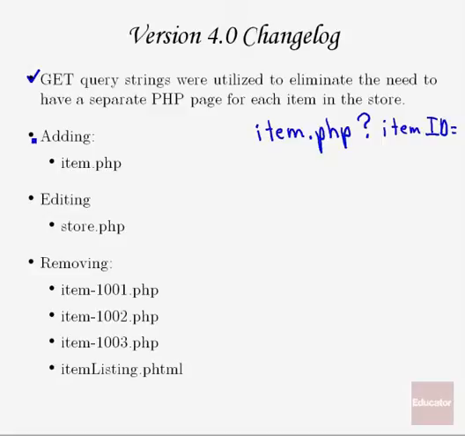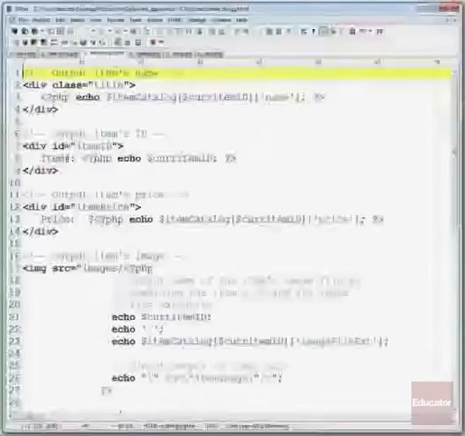So we're going to be adding a page called item.php, and basically what that's going to do is take the place of item1001, item1002, and item1003.php, as well as itemlisting.phtml. Additionally, because on our front homepage for the store, we have links to all the different items, we're going to have to alter the links on that page because we're obviously getting rid of these pages, and so to link to them it's going to be different. So we're also going to be editing store.php. So let's go take a look at the code for these.